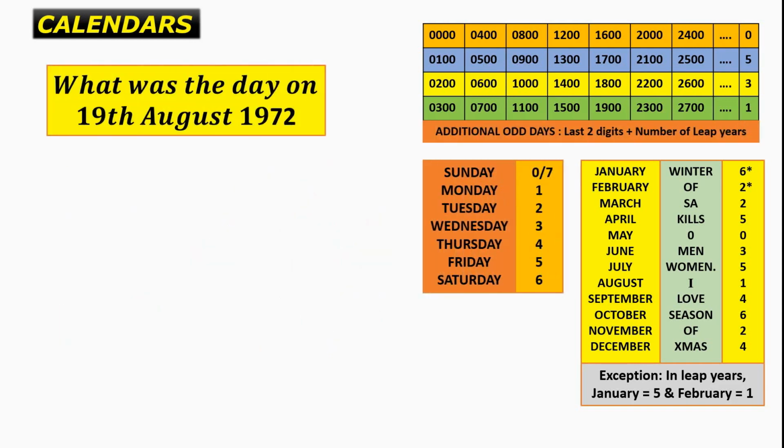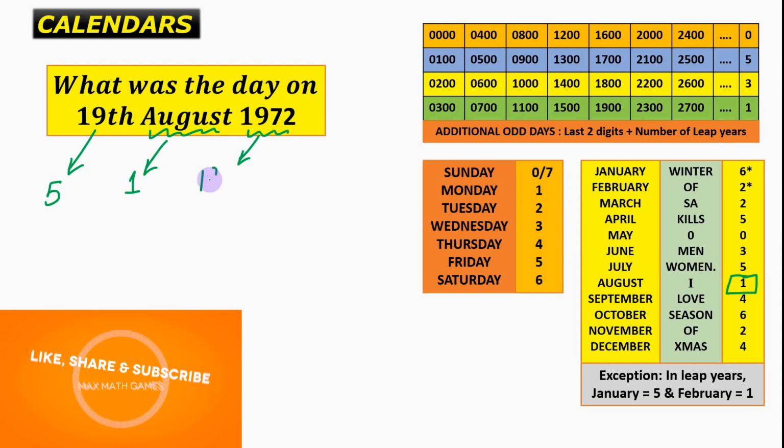Now we have, what was the day on 19th August 1972? So when 19 is divided by 7, it leaves a remainder of 5. August, here August is I, which is 1. So August contains 1 odd day.